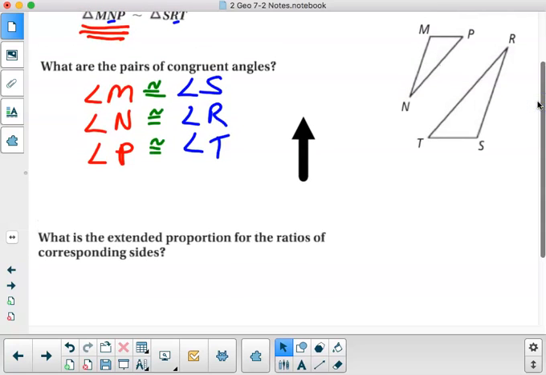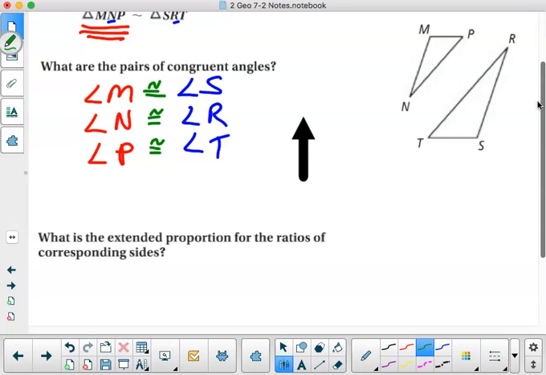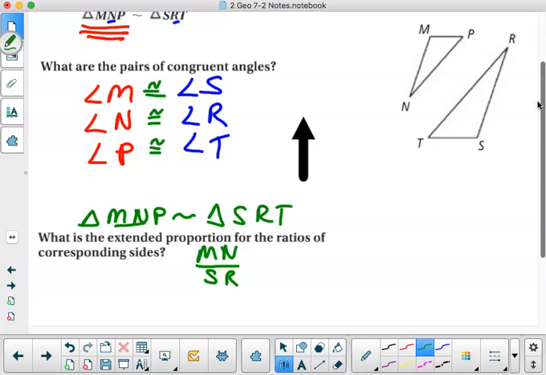This is tricky. So we know that M and S are congruent, but let's go back to our original statement. I know that triangle MNP is similar to triangle SRT. I know segment MN is related to segment SR. Okay, those are in that order. I know NP. NP is related to which one? RT. And then MP is related to ST.